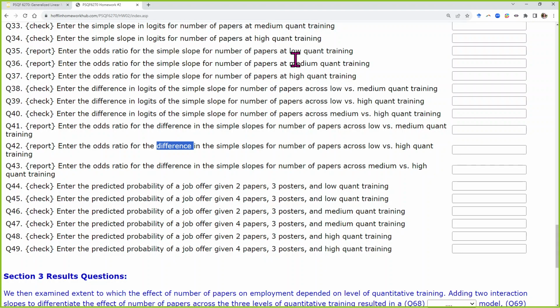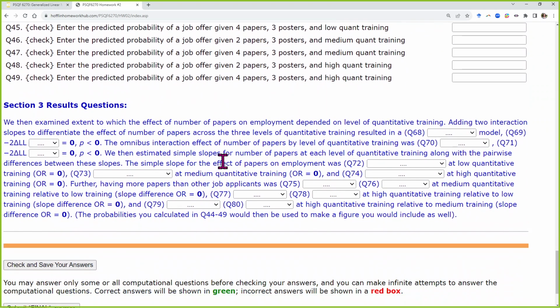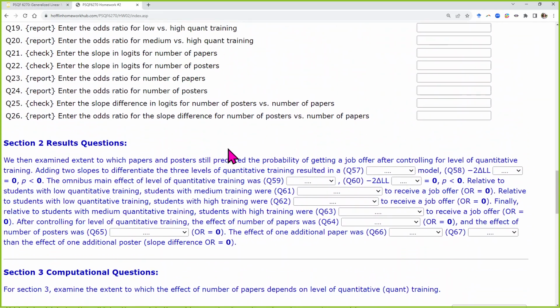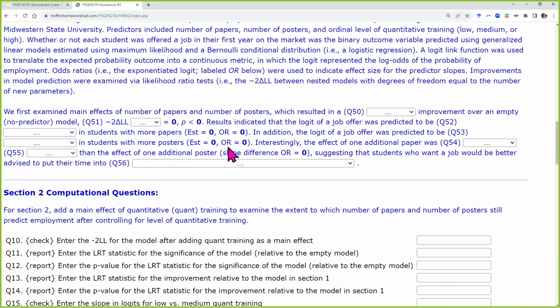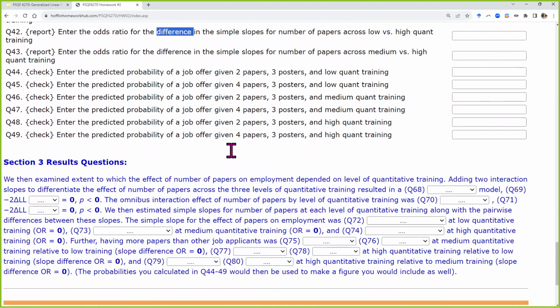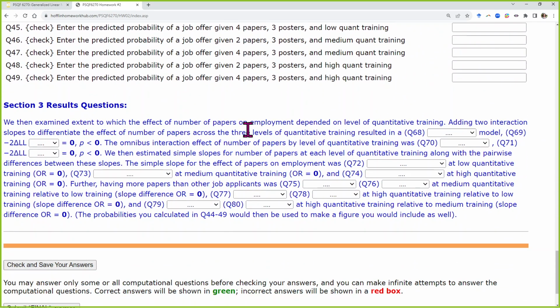I have another question. Okay. Question 76. That's got to be that. Which section? Section 3? Okay. The odds ratio is between 0 and 1, meaning the slope is negative. That's correct. Odds ratios between 0 and 1 mean a negative slope.